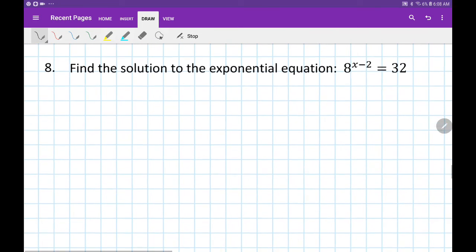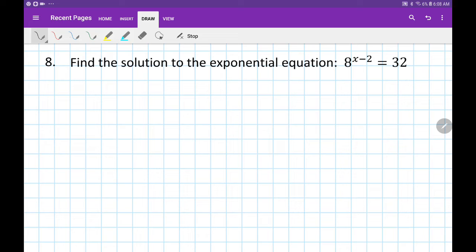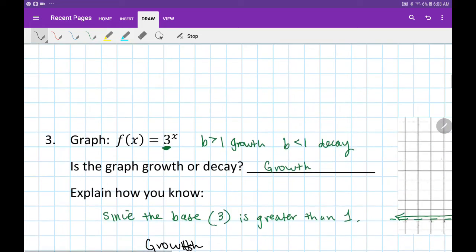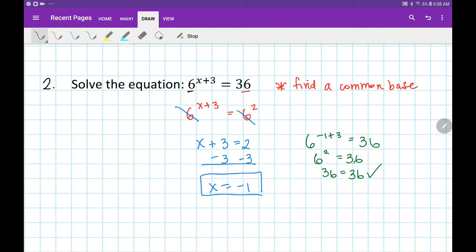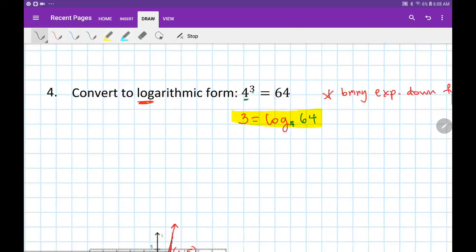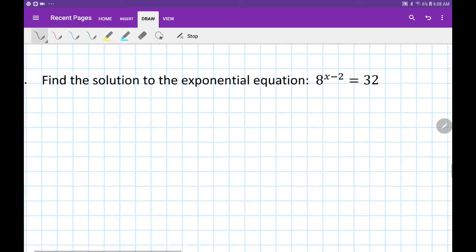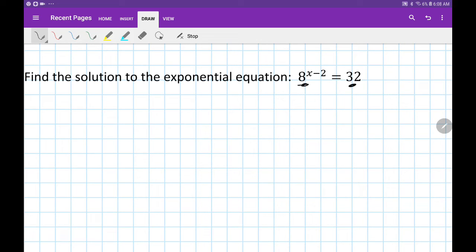Number 8, find a solution. Okay, so this problem is really similar to number 2. So we had 6 on the left, a 36 on the right, and I said, okay, I'll find a common base. And in the last case, the base was 6, because I could rewrite both 6 and 36 as powers of 6. This time, my bases are 8 and 32. So when I find a common base, I can write both 8 and 32 as powers of 2 this time.